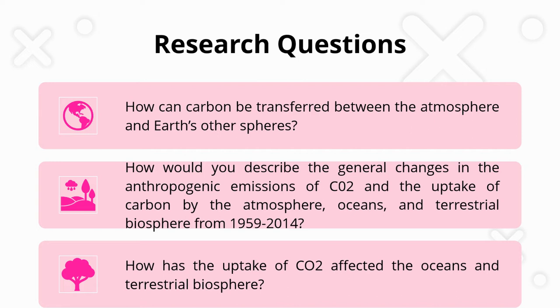So that's the number two question, and the final research question is how has the uptake of carbon dioxide affected the oceans and terrestrial biosphere? So how the carbon dioxide affected the human activities as well as ocean body, like the pH, water acidity or water alkalinity or water neutrality, what happened there. We'll look at that as well, and we will look at our vegetation, our forest, and all other stuff in this whole lab. So these three research questions will be answered if you go through those lab questions properly.